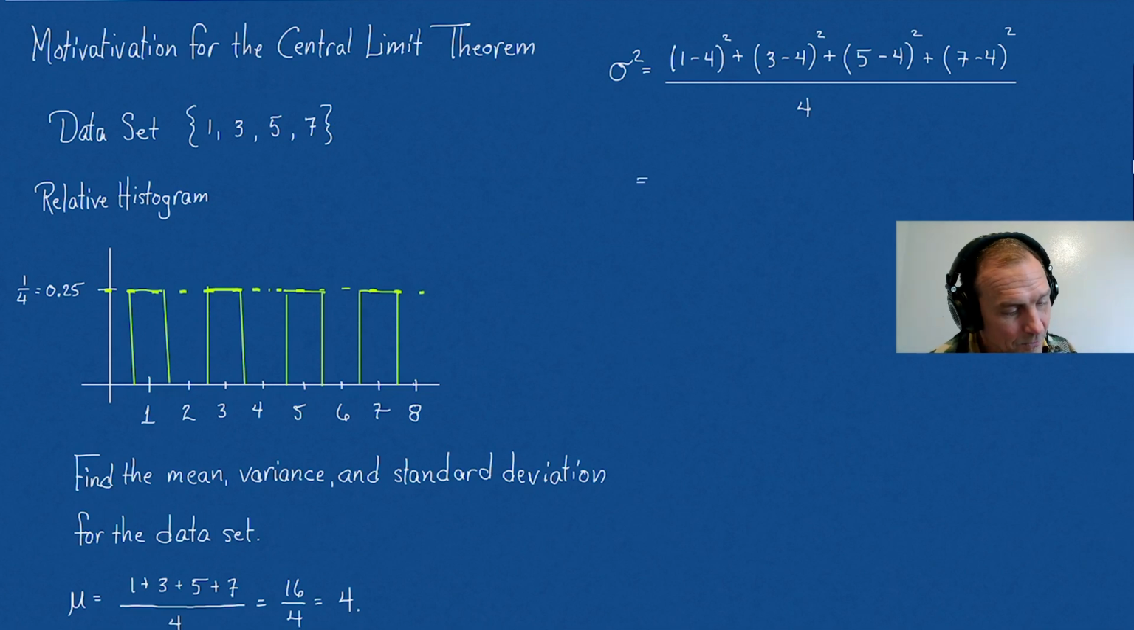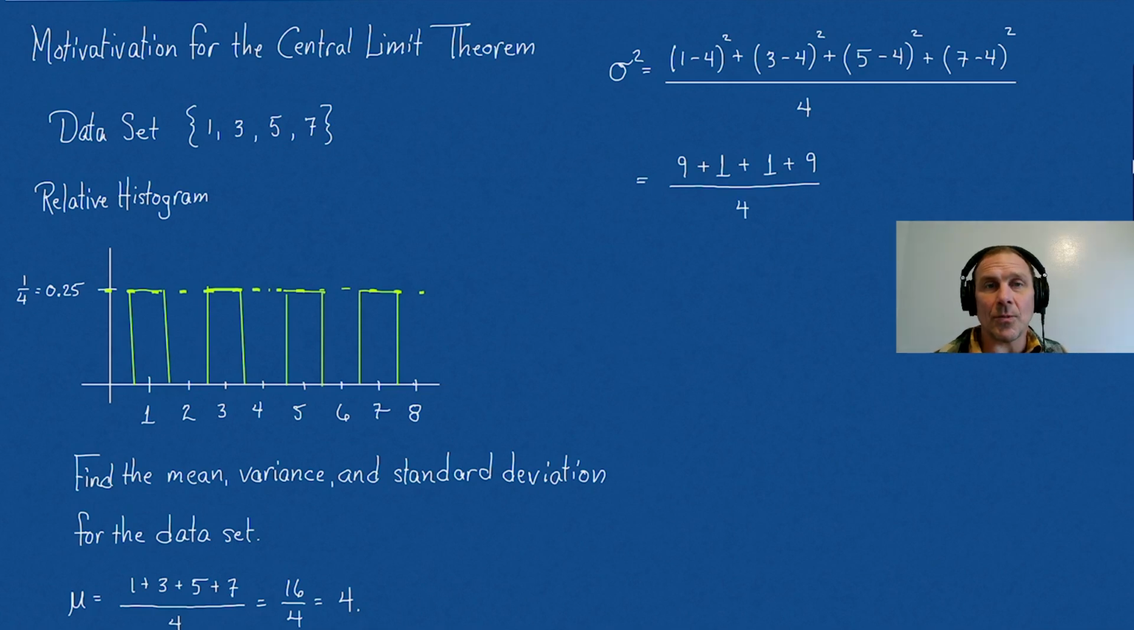So here we go. So 1 minus 4 is negative 3. We're going to square it to get positive 9. Plus, we have 3 minus 4. That's negative 1. We'll square it. That'll give us a positive 1 plus. 5 minus 4, that's 1. We'll square it, get another 1 plus. 7 minus 4, that's 3. We're going to square it to get 9. Take that value there. Divide it by 4.